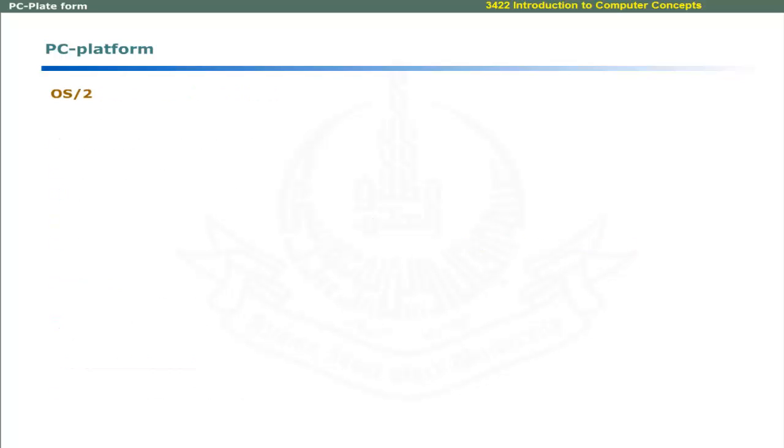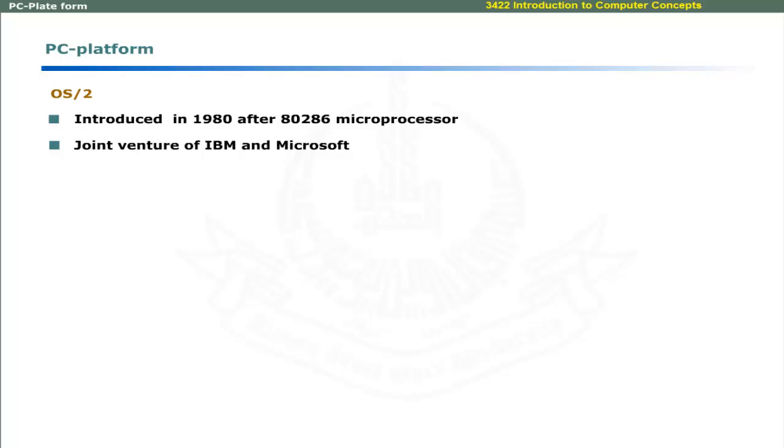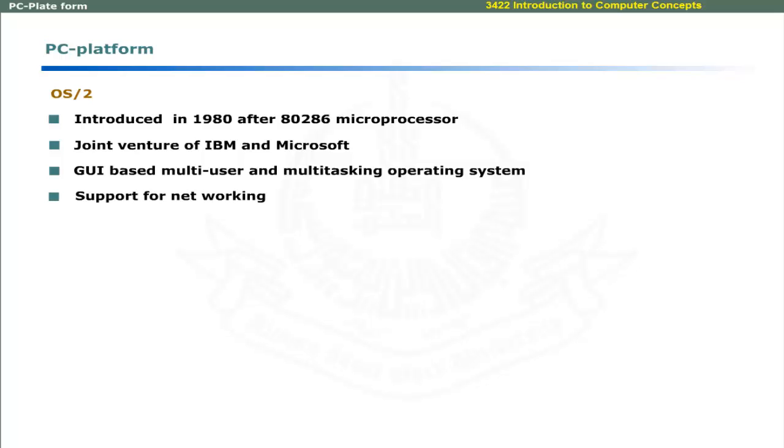OS/2 was another PC platform operating system. It was introduced in 1982 after the introduction of the 80286 microprocessor. OS/2 was a joint venture of IBM and Microsoft. It was a GUI-based multi-user and multitasking operating system. It had support for networking. Microsoft switched to develop its own products, but IBM still continues the development of OS/2.